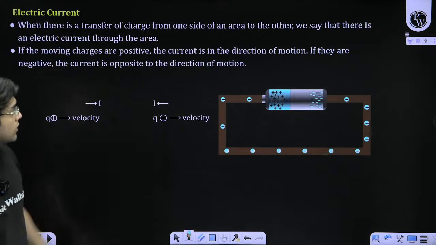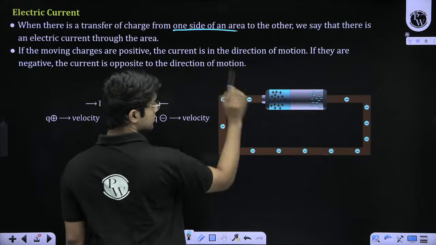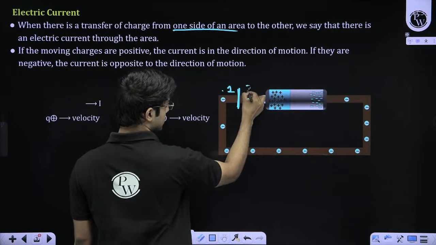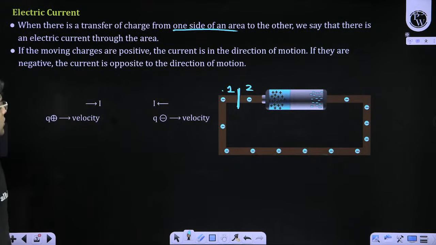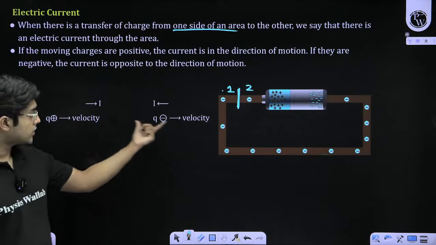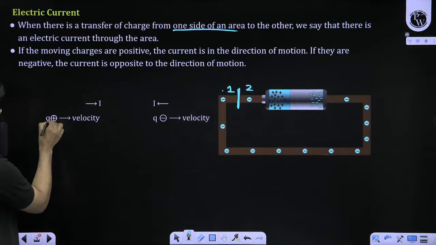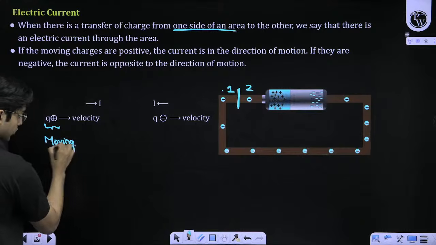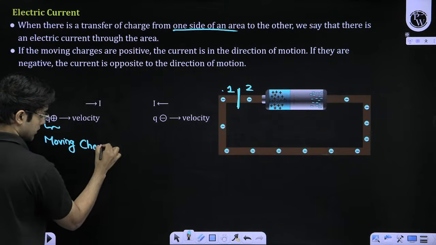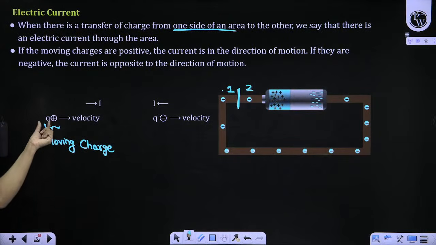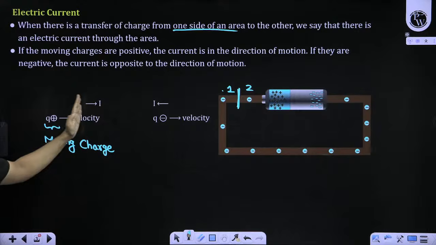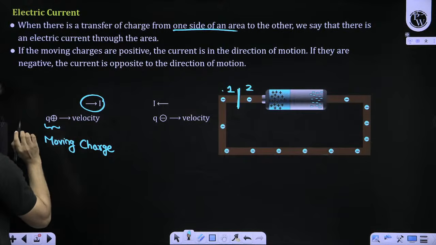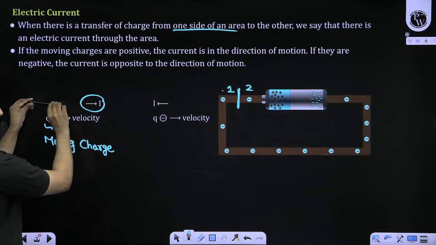Whenever there is a transfer of charge from one side of an area to another side, we say that there is some electric current through the area. This is a certain convention that we follow. Current basically means moving charges. If the moving charge is a positive charge, and it moves to the right, we denote the direction of current in the same direction as well. So if positive charges move to the right, current is also to the right.